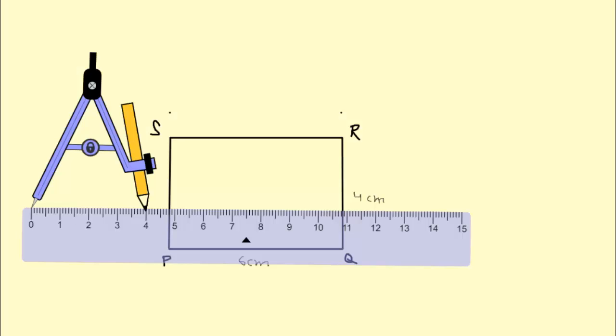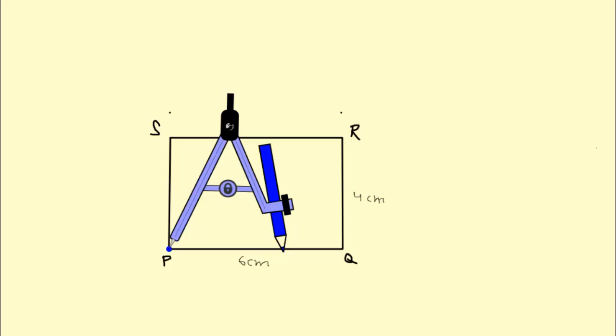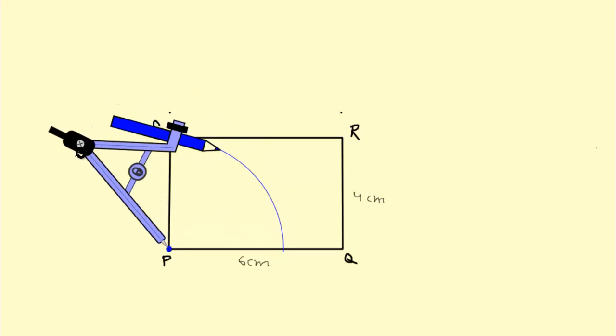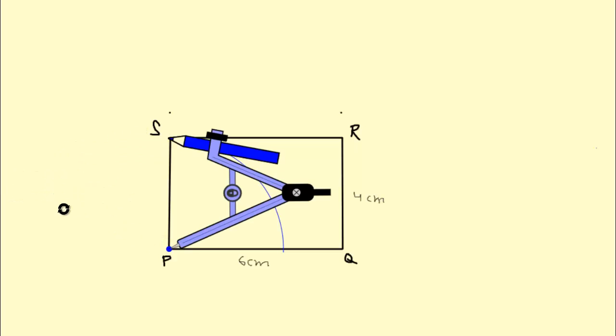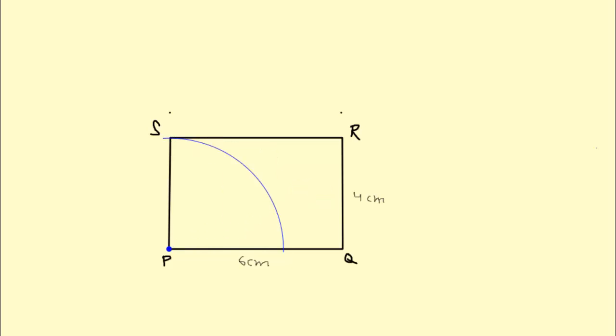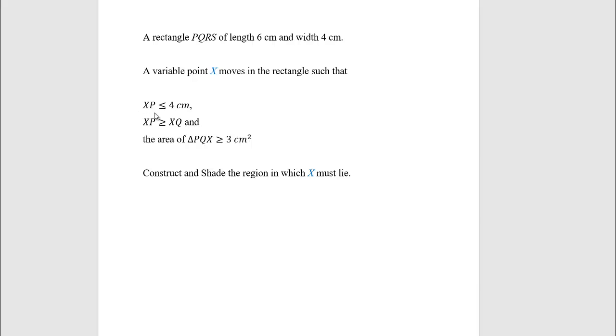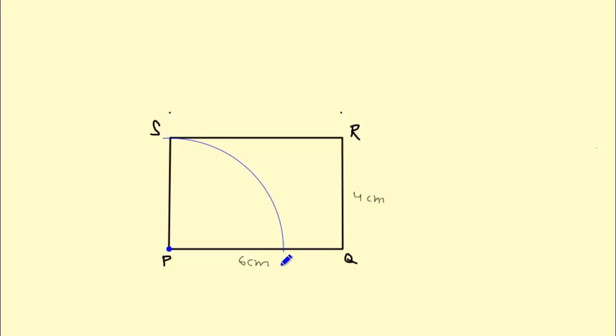Open the radius 4 centimeter and draw a circle of 4 centimeter radius. As the locus is inside, there is no need to draw the circle outside of the rectangle. Point X will be on this blue line, which is part of the circle, and the distance of this blue line from this point P is 4 centimeter. According to this condition, X will be on this blue line, or it also will be inside this arc region.